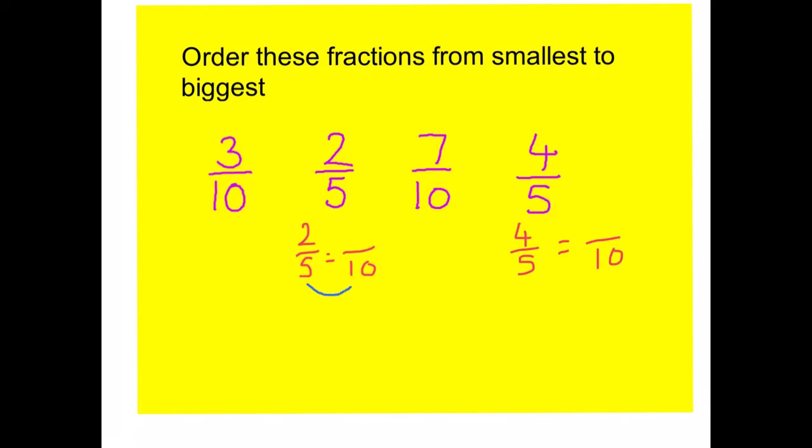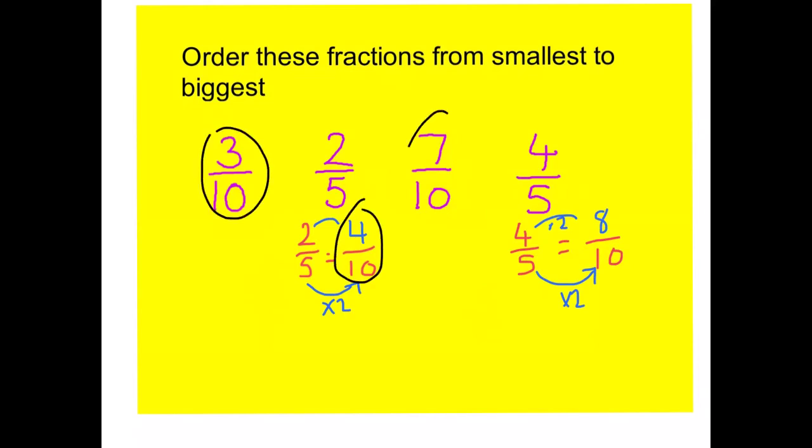So, to get from 5 to 10, I just simply double it, times it by 2. So I need to do the same to the top. To get from 5 to 10, I've times it by 2. So I do the same to the top. So now we have all of our numbers in tenths. Pretty straightforward then to put them in order from smallest to biggest. So we've got 3 tenths, 4 tenths, 7 tenths, and 8 tenths.